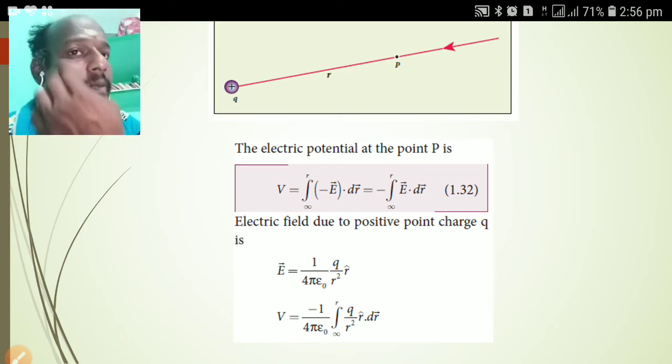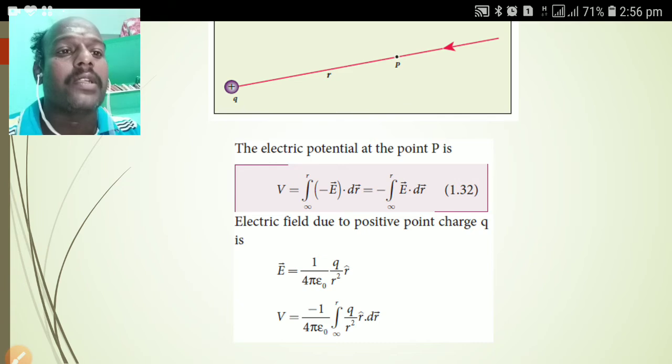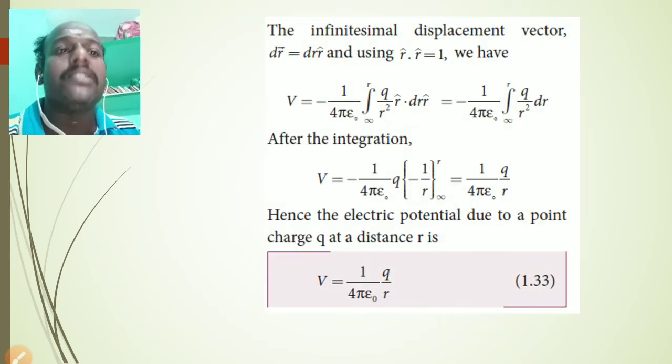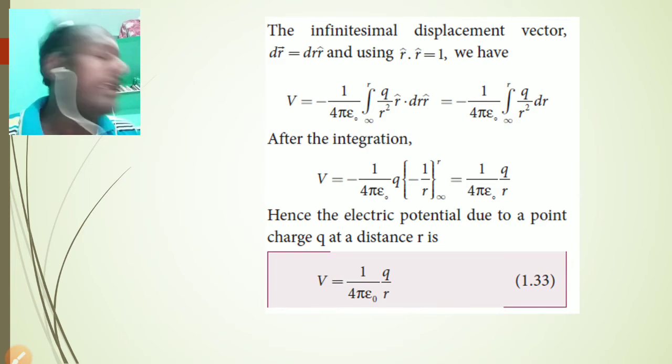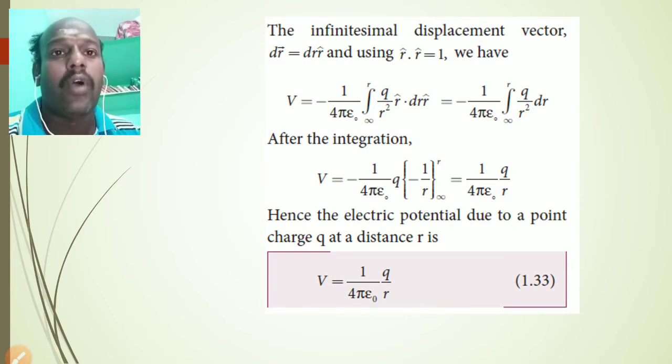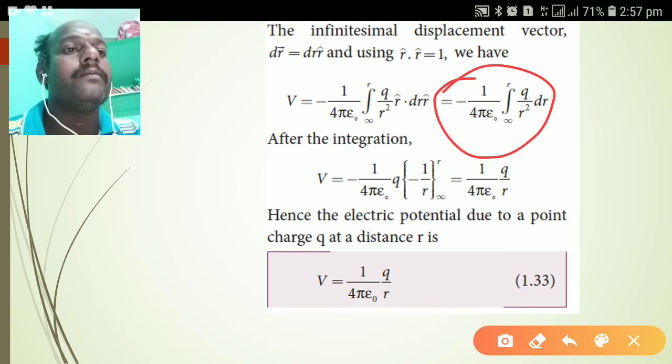And V will be equal to, by substituting this value, Q by 4 pi epsilon naught r squared. Now the infinitesimal displacement dr will be equal to dr into r vector. And the magnitude of the r vector is equal to 1, so I can remove it. And finally I will get the relation: Q by 4 pi epsilon naught r square into dr.